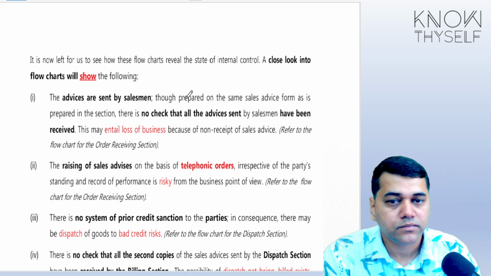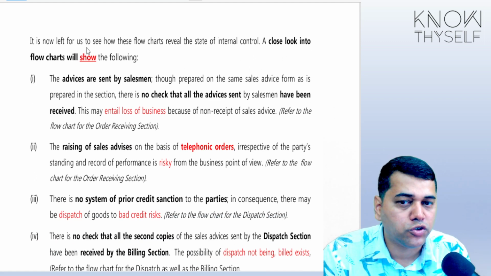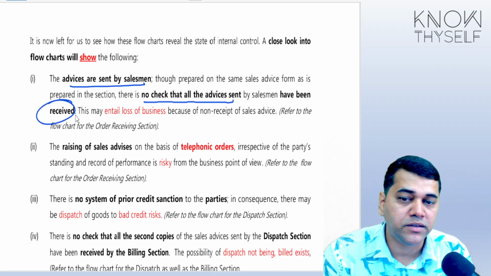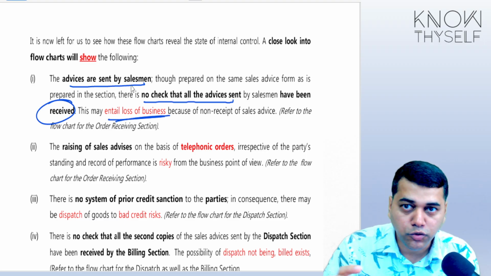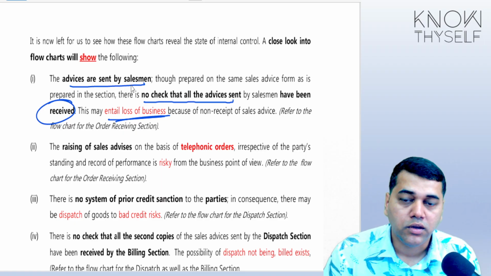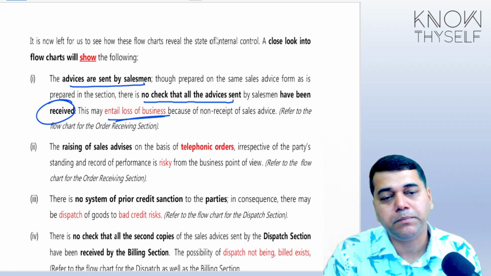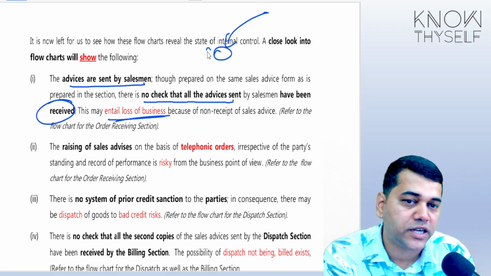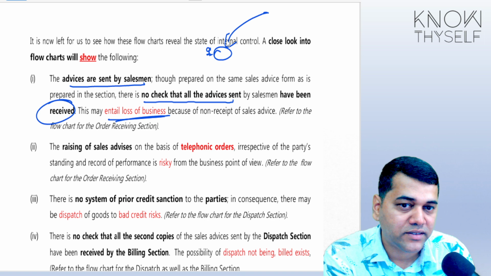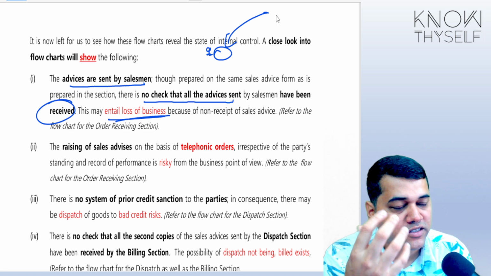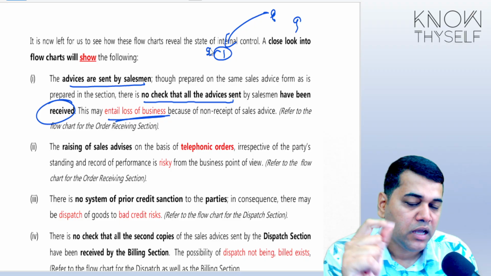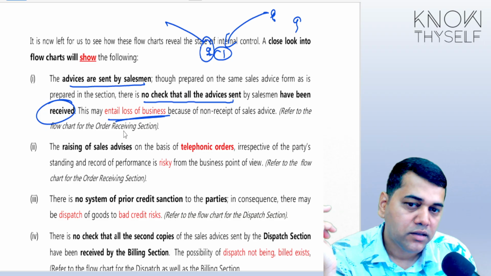We will move on. Now, what will a close look into the flowchart show? It will show advices are sent to the salesman and there is no check at all that the advices sent have been received. That means there can be loss of business. That means when you go through the flowchart, you understand that there is a loophole. When you get an order, there is nobody to ask. For example, when a customer goes and sits at a table, a waiter is supposed to come and ask. Imagine a customer sits at a table and there is no one to ask them, because nobody is clear, the organization chart is not there, whether waiter 1 should go to table 1 or waiter 2 should go to table 1. After waiting, what will this customer do? He will go back. So this is called a loss of business.